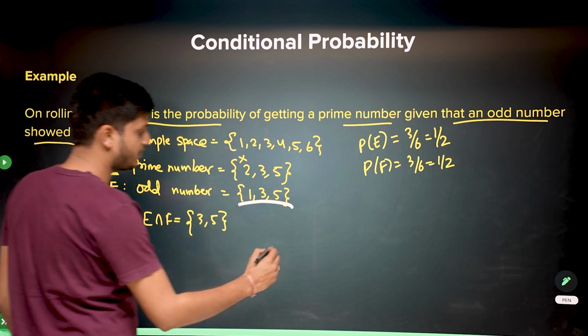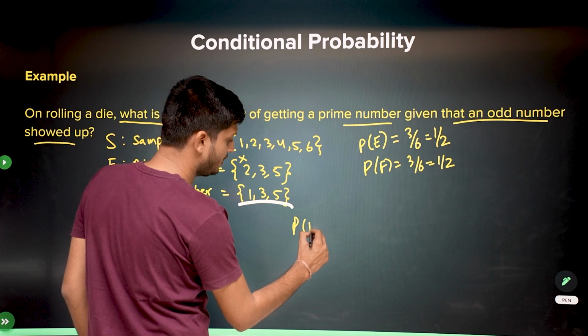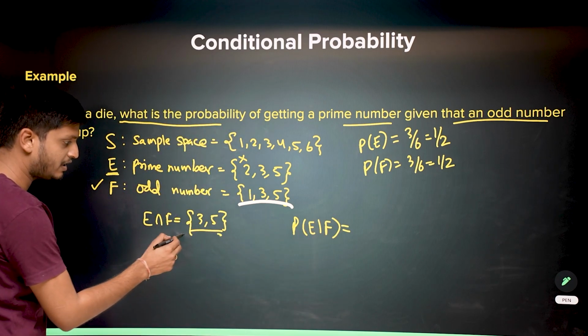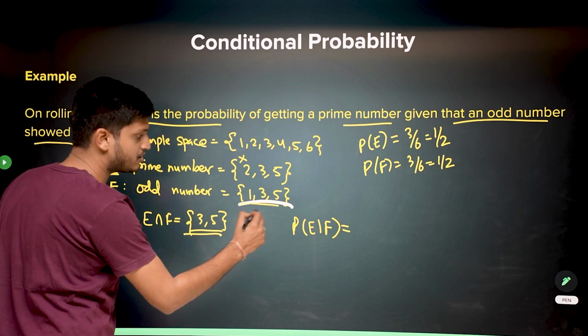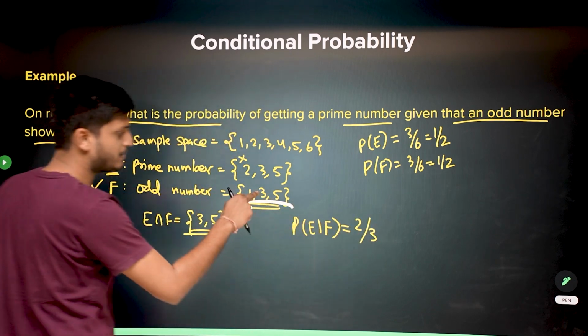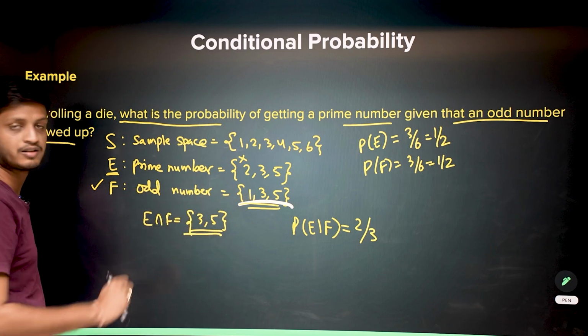So that's why the probability of event E, given F has already happened, is, now this is your event and this is your sample space, 2 by 3. You have 3 elements in the sample space and 2 elements in the event.